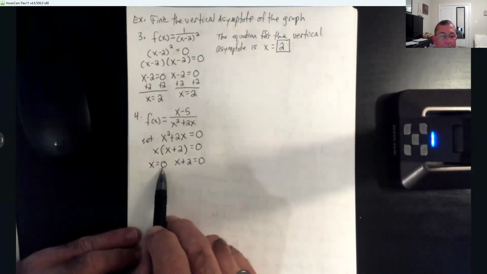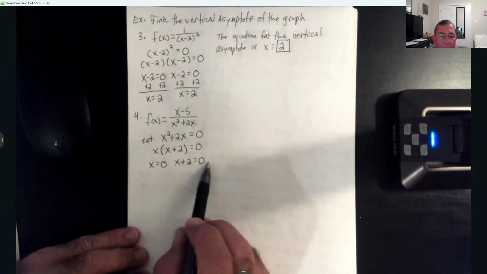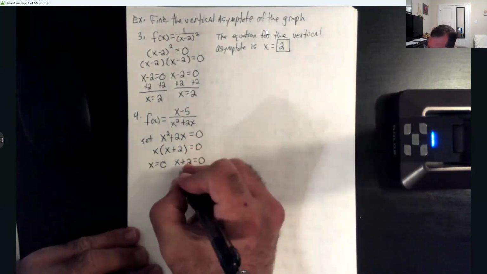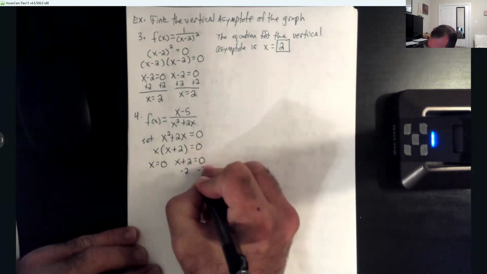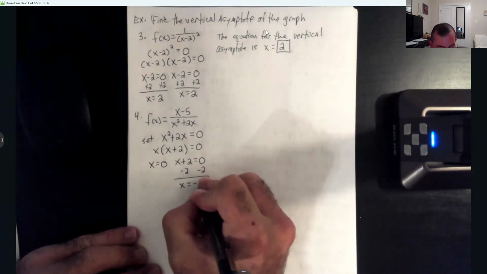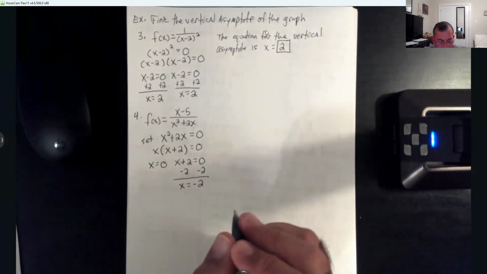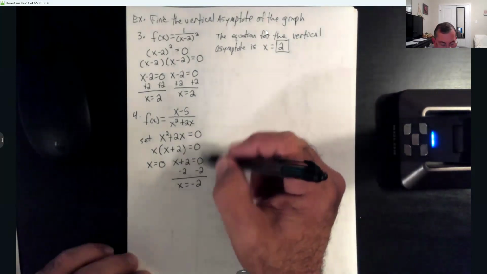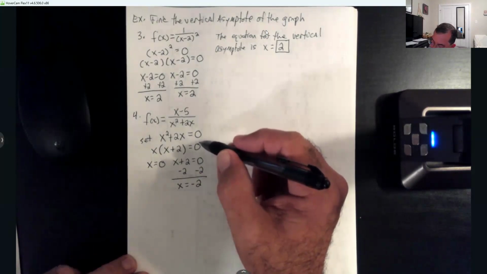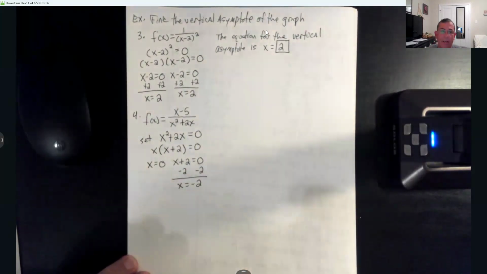All right, so one answer is 0. Ain't nothing you can do to that one. The only one we can work on is this second one. So on that, we'll subtract 2 from both sides. And I get x equals negative 2. And y'all, this one is actually multiple choice. So we would pick the one that had x equals 0, x equals negative 2.